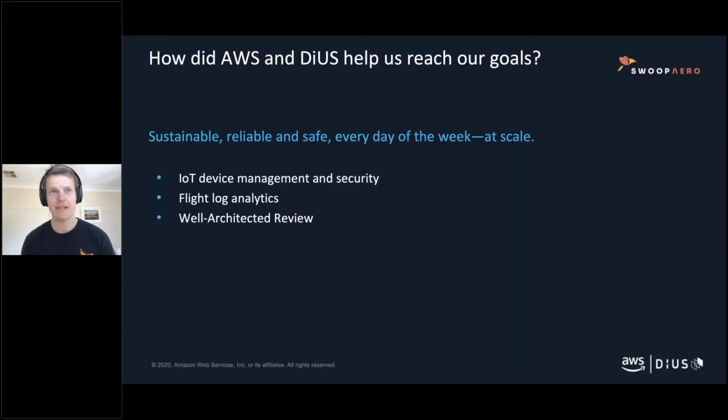Okay, so hopefully that gives you an idea about what we do. I'll now cover in a bit more detail some of the areas we've worked with AWS and DiUS, being IoT device management and security, flight log analytics, and finally, the Well-Architected Review.